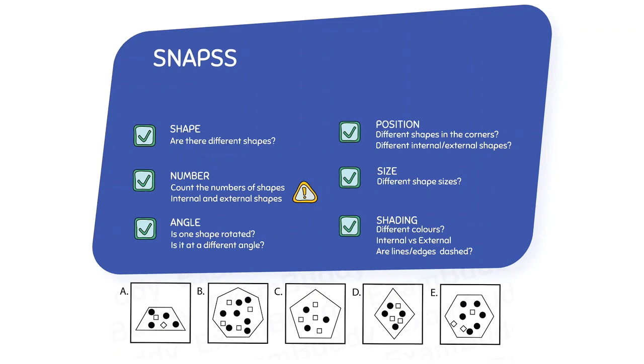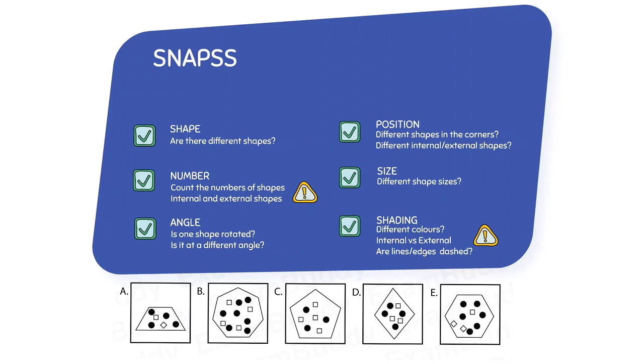Now let's look at shading. So we can see that there are different colours here, and they largely focus on the internal shapes. So we can see that there are black and white shapes in all of the images. Now, here we're going to have to consider shading alongside number. So if we can see, there seems to be a pattern emerging in the black circles. Look at A. That shape is a trapezium. It has 4 sides, and there are 4 black circles.